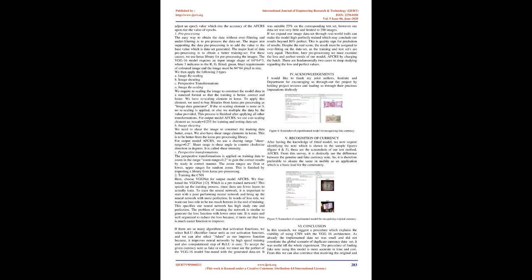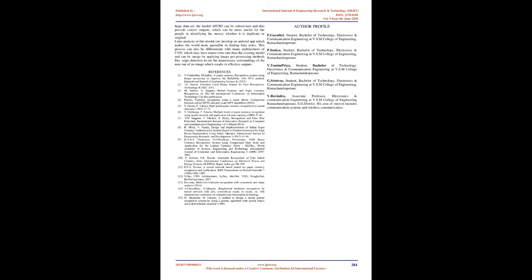B. Image shearing. We need to shear the image to construct the training data better. We also have the shear range element in Keras, imported from the Keras pre-processing library. For the output model of Keras, we use a shearing range. Shear range equals 0.2. Shear range is the shear angle in the counterclockwise direction in degrees. It is called shear intensity.